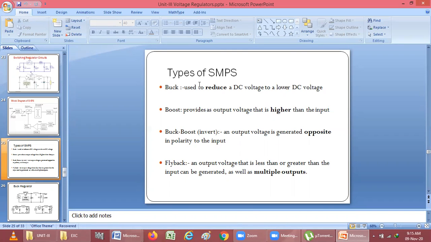If we have to increase the input DC voltage, we can use a boost voltage regulator. And if we are not supposed to increase or decrease the input voltage, and only want to change the phase of the input voltage, we can use a buck boost voltage regulator. And if we have to create the output at multiple times, we can use a flyback voltage regulator. It will also use the switching mechanism.